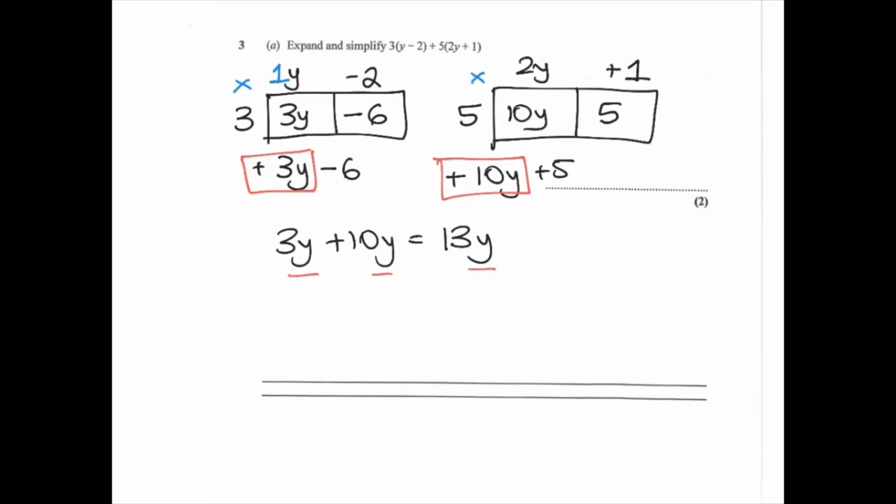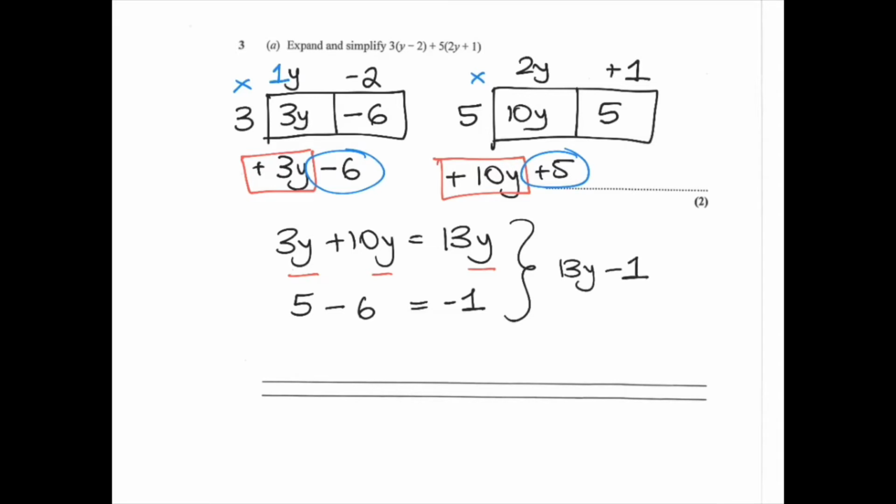I've got 3y plus 10y, 13y. Next, my numbers. I've got a -6 and a plus 5. So write the positive number first. This is 5 -6. Hopefully we can all see that will become a -1. So final answer here, 13y -1. And you've got 2 marks for it.